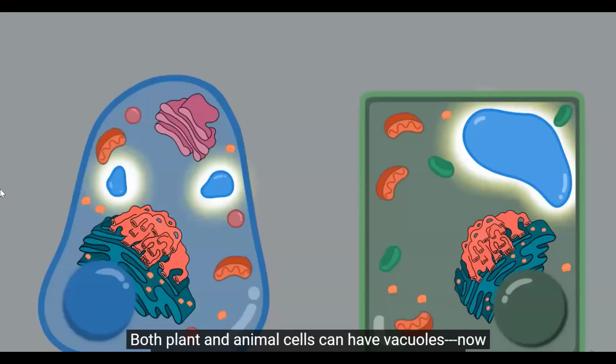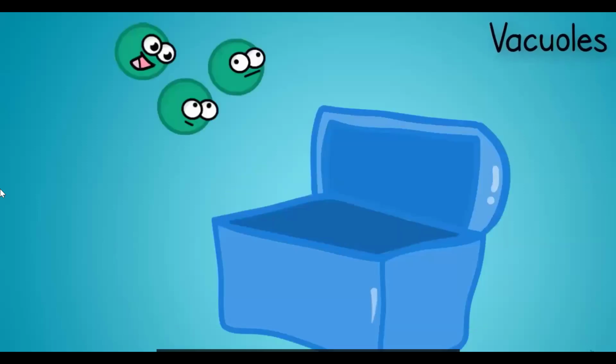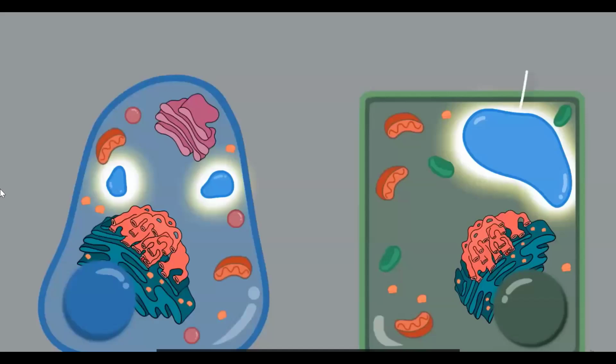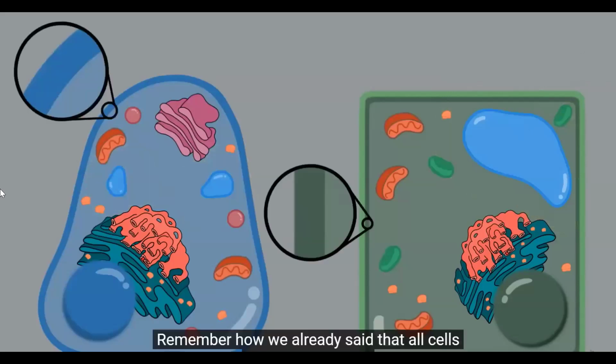Now, both plant and animal cells can have vacuoles. Now, vacuoles can have a lot of different functions, but many types act as storage of materials. Plant cells can have one large vacuole called a central vacuole, while animal cells can have smaller several vacuoles. Now, remember how we already said that all cells have membranes? They do.